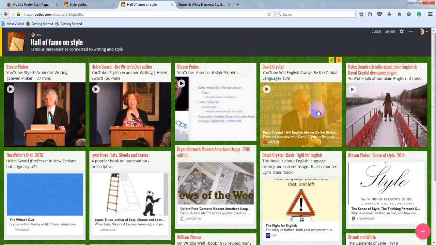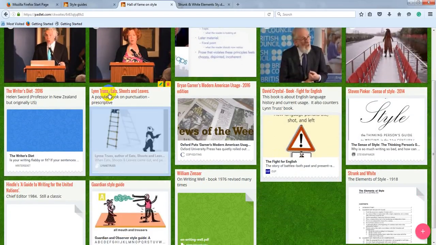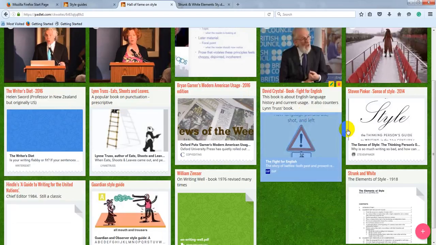A British academic is David Crystal, and he's available a lot on YouTube, talking a lot about global English. He's a famous British linguist. He's got a book called Fight for English, where he challenges Lynn Truss's famous book, Eats, Shoots and Leaves, which is a popular book on punctuation but takes a very prescriptive view. It means she likes to present the rules and you're supposed to follow them. He has a picture of a panda with an exclamation shot, and he says this counters her view of language, and he talks about the reality of how language changes.